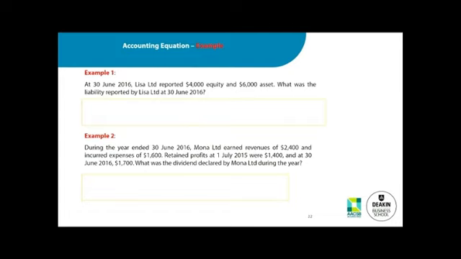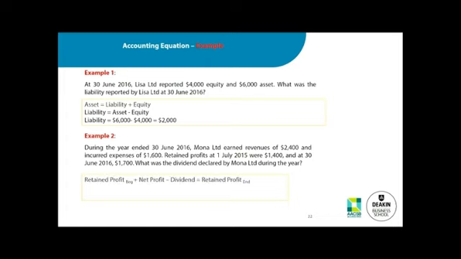30th June 2016, Lisa Limited reported $4,000 equity and $6,000 asset. What was the liability reported by Lisa Limited at 30th June 2016? 2,000, excellent. Yep, that is a good progress for our class. That is, asset is liability plus equity. So simply we can move the liability to the other side to find out about the liability. Sorry? $500. You're talking about the next one.